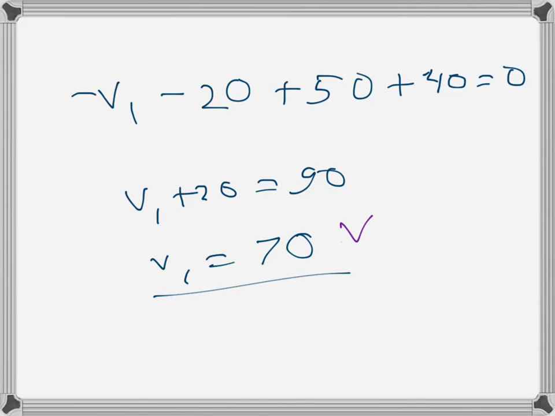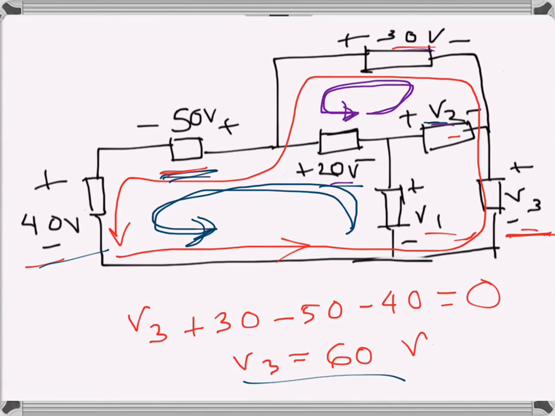So V1 is 70 volts, V2 is 10 volts and V3 is 60 volts. We can do a check by applying KVL in this loop and see if it satisfies.